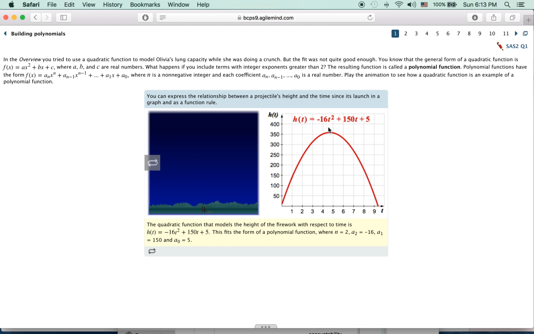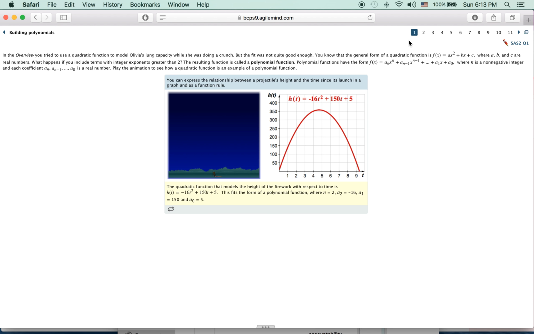So this is a second order polynomial. We know that it's second order because its highest power here is 2. Our parabola is upside down, so we know our leading coefficient is negative. Let's go over some verbiage here. Let's go over some words.